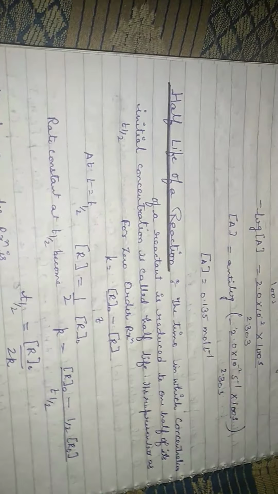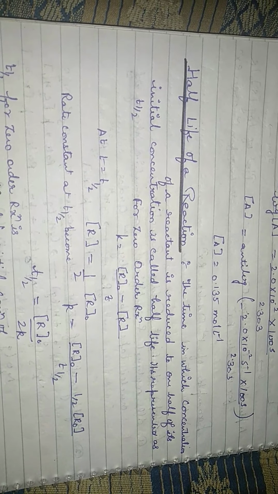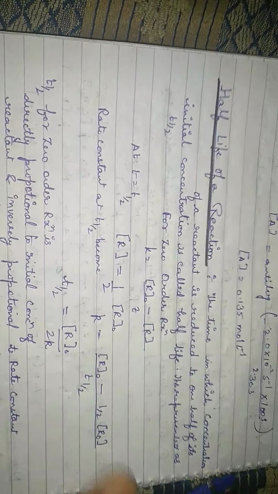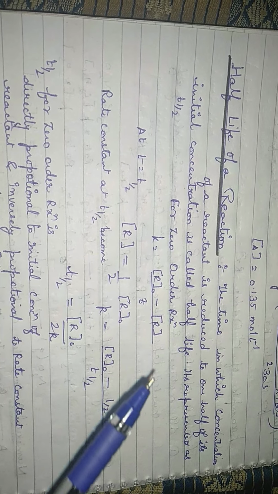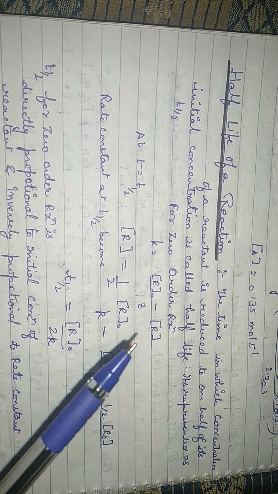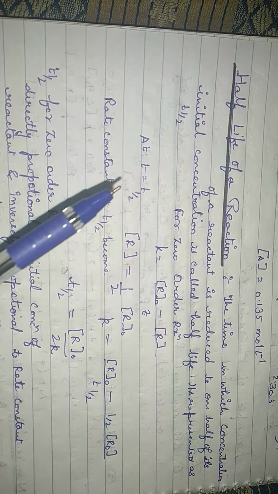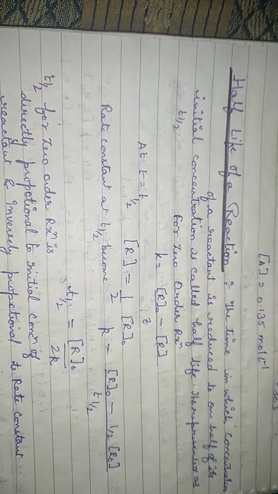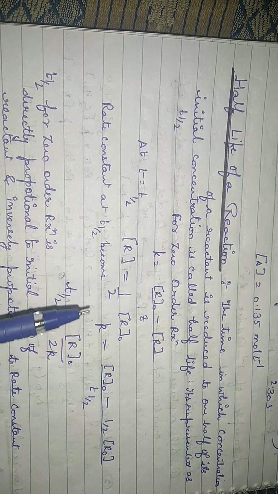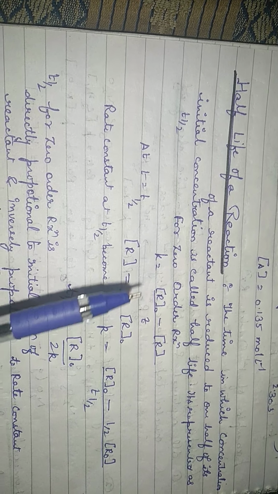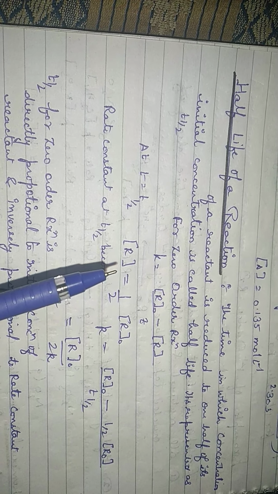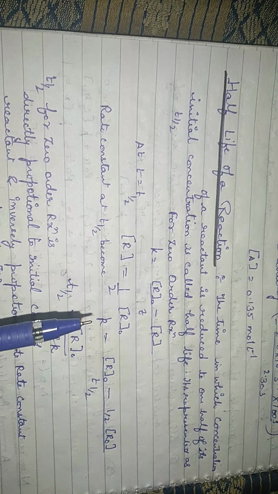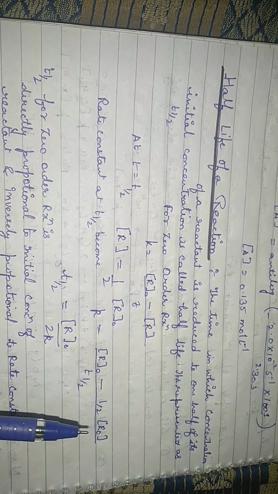So what is the half-life of a reaction? Half-life is the time in which the concentration of a reactant is reduced to 1/2 of its initial concentration. This is called half-life, represented as T half. For a zero order reaction, K is equal to R0 minus R over T. At T is equal to T half, how can we write it? R is equal to half of R0, because initially the concentration is R0, and after T half it will be half of R0. Now K is equal to R0 minus half of R0, over T half.